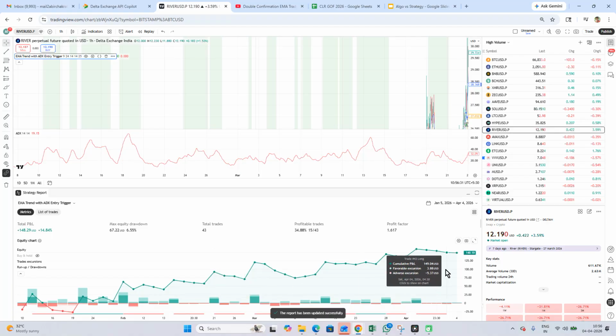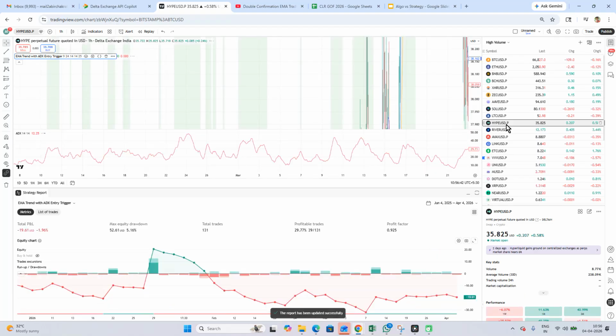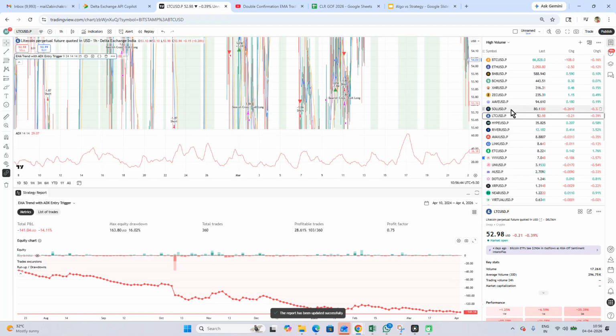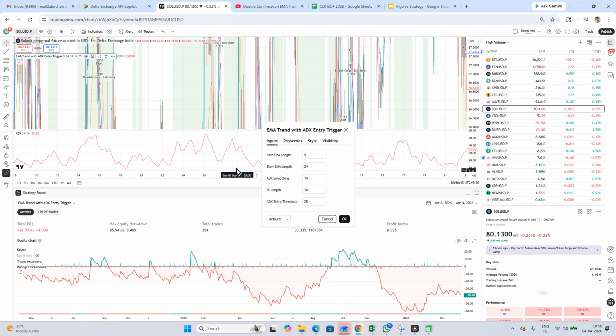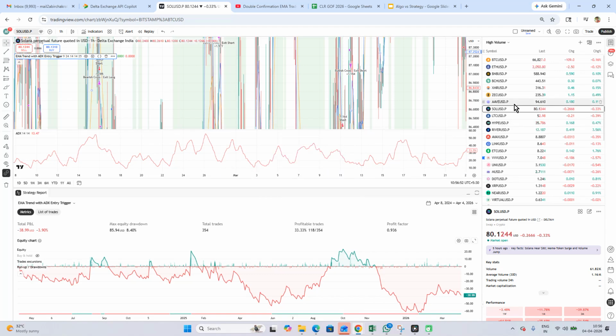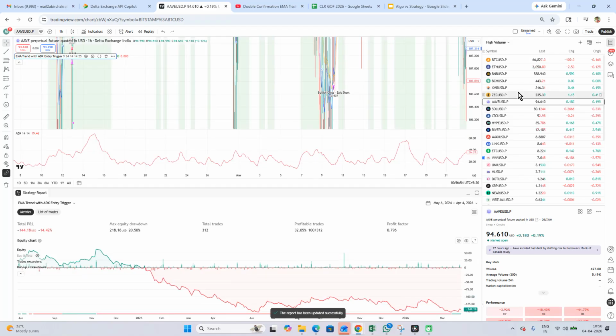Okay, this river also has a very nice trend. It is also a very new coin in Delta Exchange. Okay, only 44 trades because you can see it is live from January 5. But this river also has good return. Yeah, so you can use this strategy. You can play with the parameters. If you get a better combination, you can trust this and apply it on your real life trading.